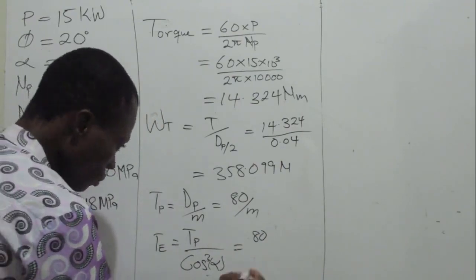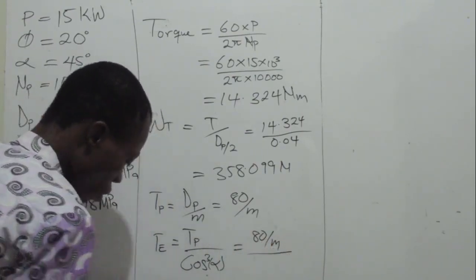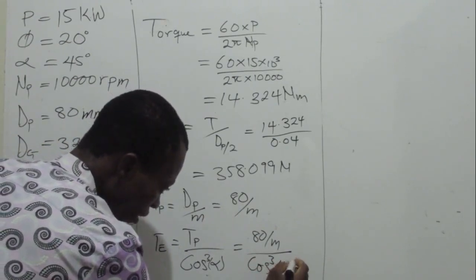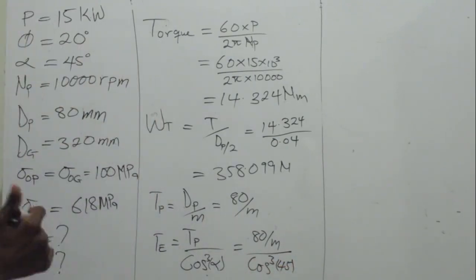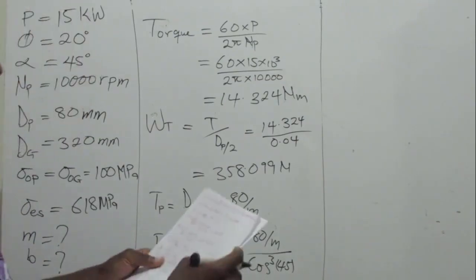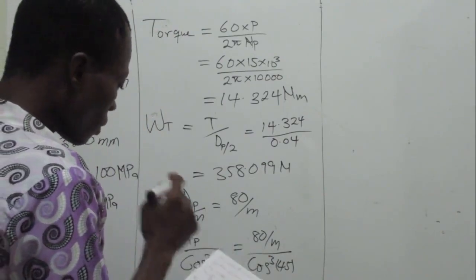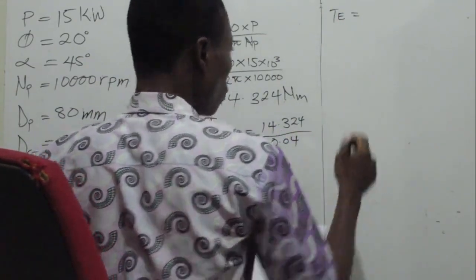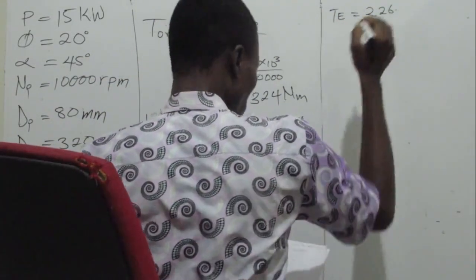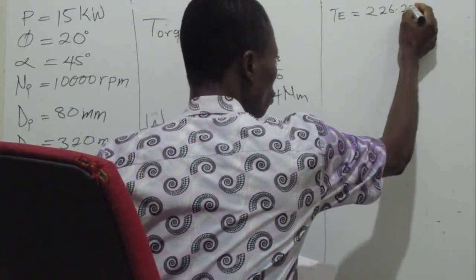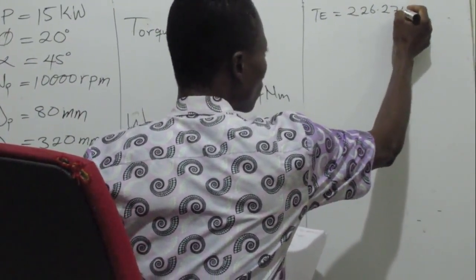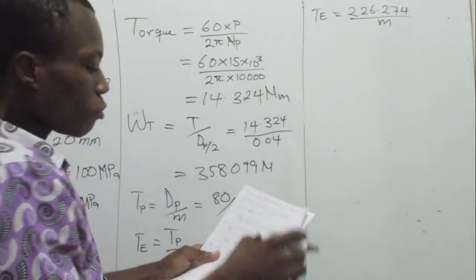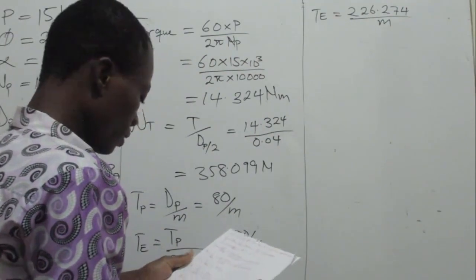So here, when you put in the values, we're going to have 80 divided by m all over cos 45 cubed. When we compute this, we are going to get TE equal to 226.274 over M, in terms of the module M, because we don't know M yet.